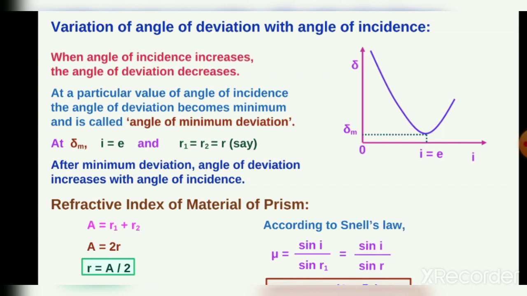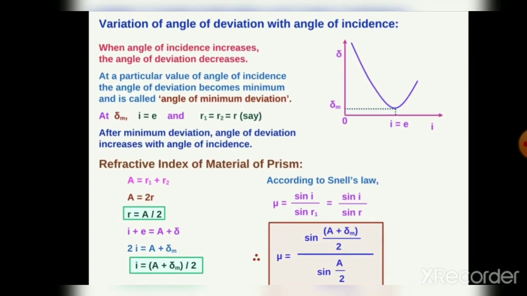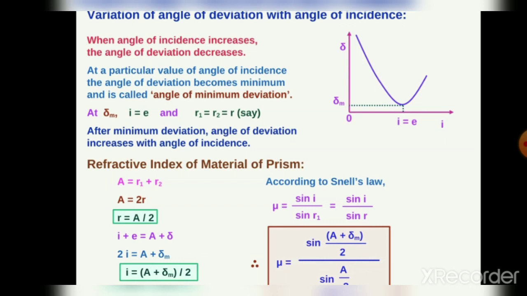At a particular value of the angle of incidence, the angle of deviation becomes minimum, and that angle is called the angle of minimum deviation. At that point, I is equal to E and R1 is equal to R2, equal to R. After minimum deviation, the angle of deviation increases with the angle of incidence. So it is clear that the angle of deviation depends on the angle of incidence. You can think of it in that manner: both are not independent but dependent on each other.